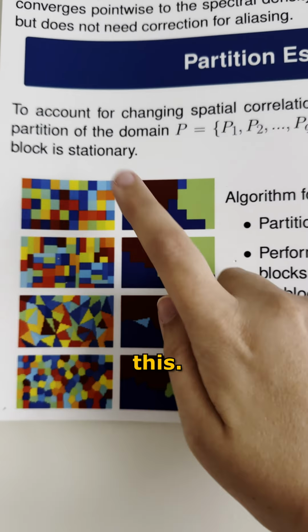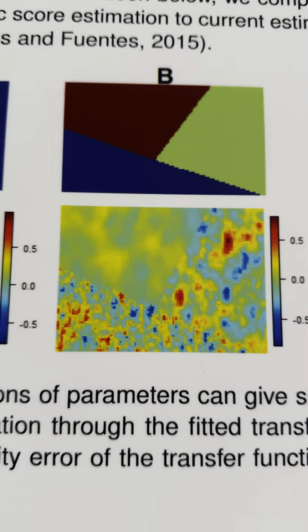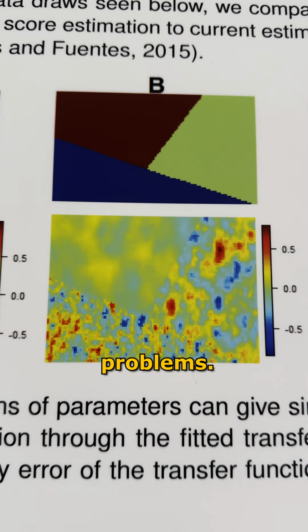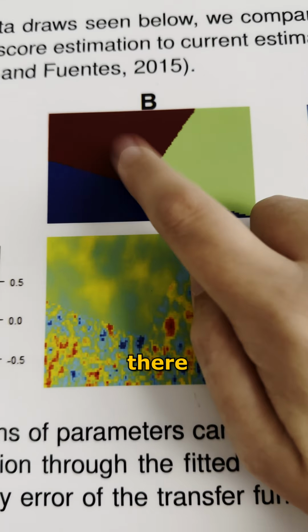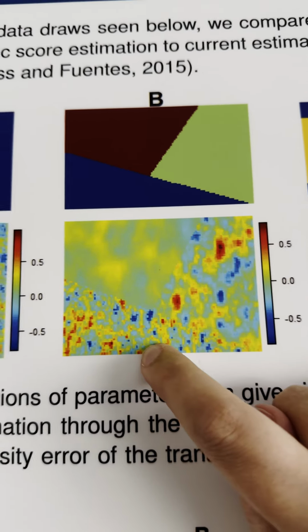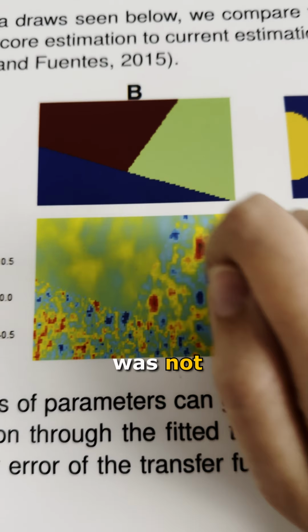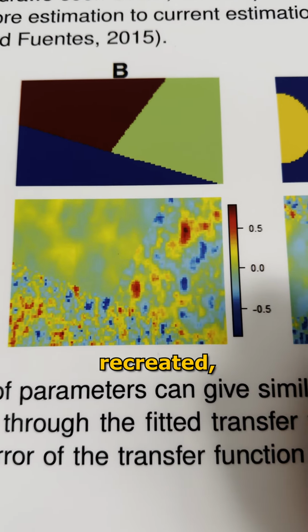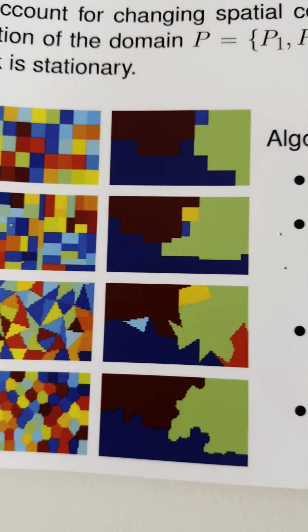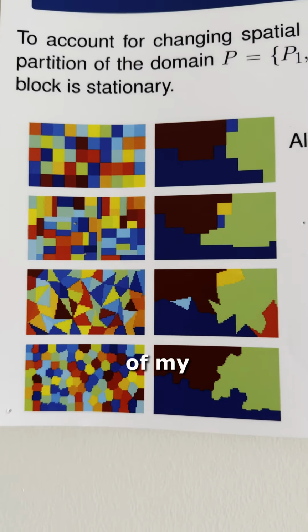So this became this. If you want to see the problem I was trying to solve, this is a really obvious one, and you can see it visually. I did this for much subtler problems. This is just for visualization: there were these three different areas where the data behaved very differently. You can see that this partition was not able to be exactly recreated, but it's pretty close. That was a big part of one of the chapters of my dissertation.